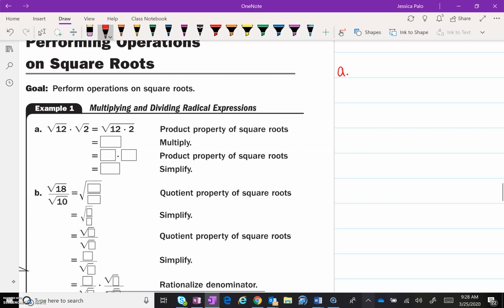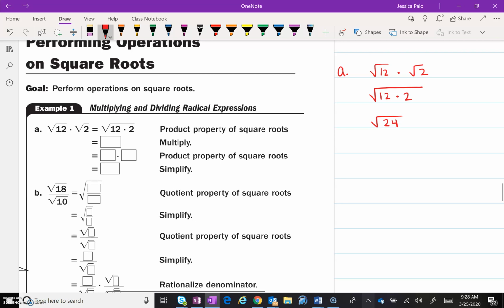This is example A. We have radical 12 times radical 2. Now we're going to do the opposite of what we were doing in the beginning of this section. In the beginning, we were taking two factors that were under the radical and putting them in two separate radicals. Now, they're already in two separate radicals, but we want to put them under one radical so that we can multiply them. So we're going to do 12 times 2, and then we're going to simplify to radical 24.